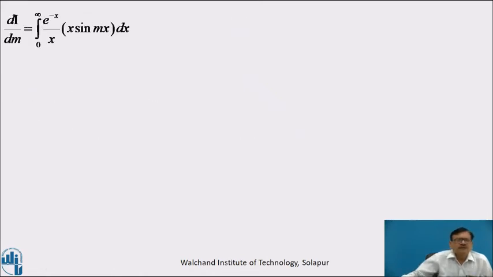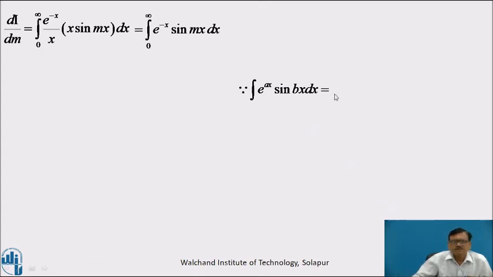Which is equal to the integration from 0 to infinity of e raised to minus x by x, times x sin mx dx. Here x will get cancelled, giving the integration from 0 to infinity of e raised to minus x sin mx dx. And here we can make use of the formula: the integration of e raised to ax sin bx dx is equal to e raised to ax upon a square plus b square into the bracket a sin bx minus b cos bx.